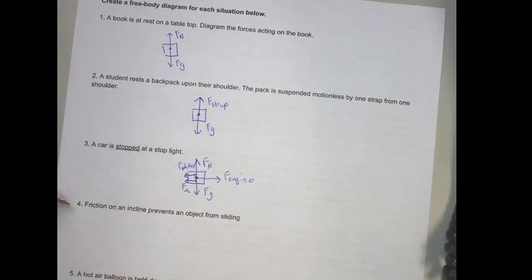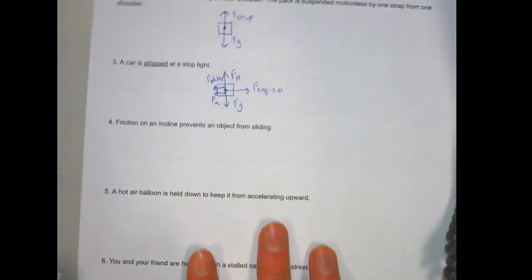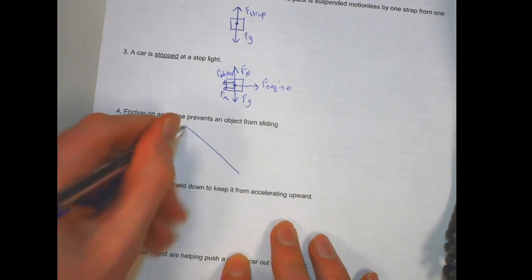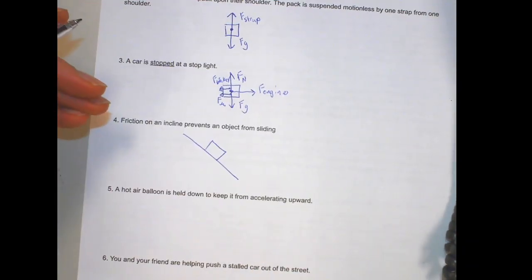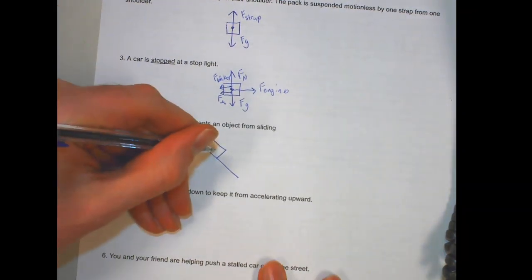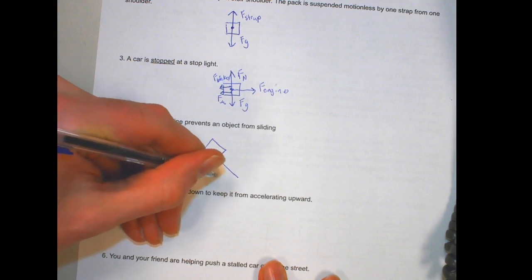This guy right here is kind of weird. I was looking at this and I told myself last year I was going to get rid of it because it's a little bit confusing, but you're going to see it in high school, so it's worth at least talking about. So let's say we've got some object on a sloped incline. Gravity wants to take it down. So gravity is going to be like force gravity here.